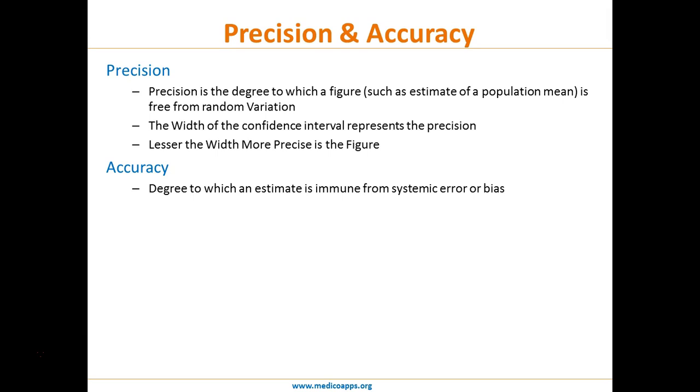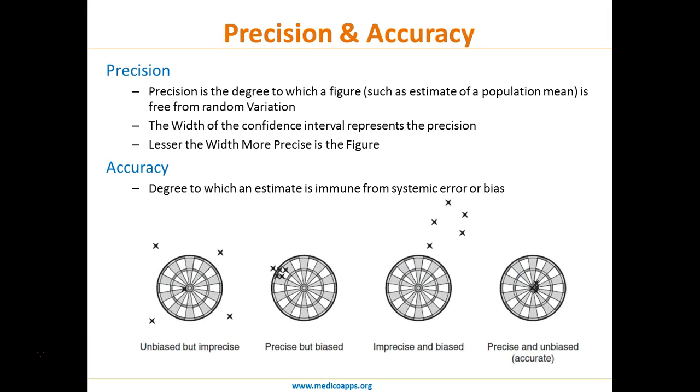I know it's a little confusing, so let me try to explain with a diagram. It's a dart board, and we are throwing darts at it. We have 4 darts. This one is unbiased but imprecise, which means there is no systematic bias. The darts are not towards one place, they are very widely distributed. Here they are very narrowly distributed, but they are biased towards one particular corner.